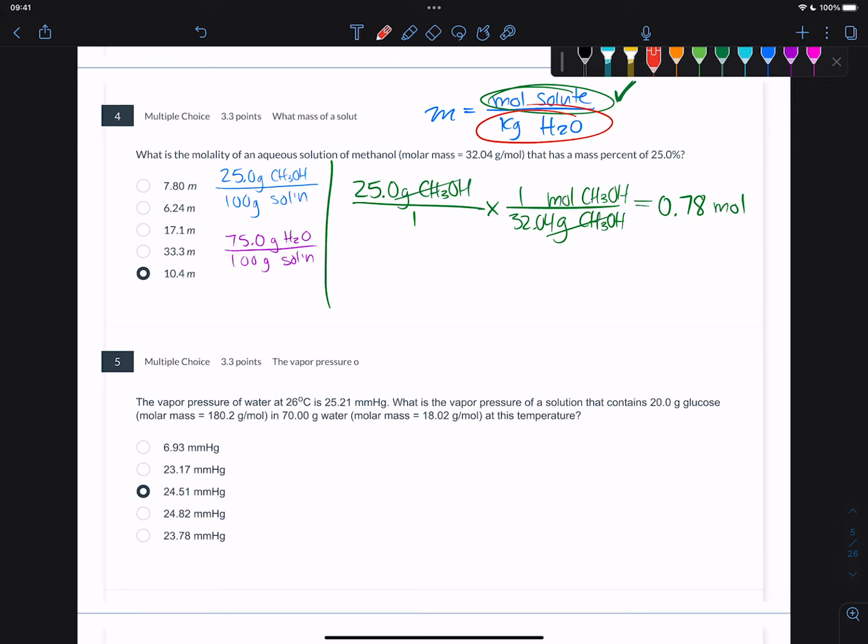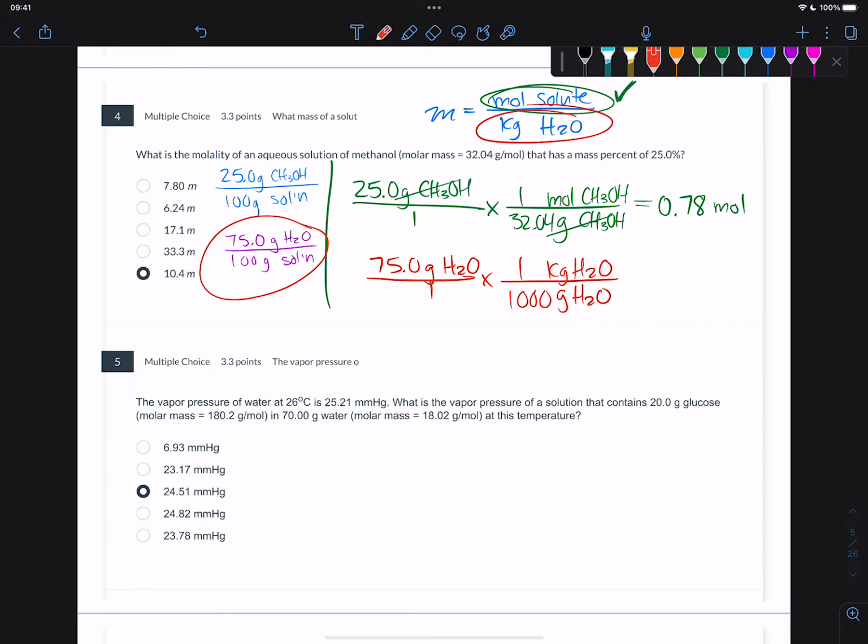So we're gonna have to use this information. We have 75 grams of water. Convert that from grams of water into kilograms of water. And then we have that 1 kilogram is 1,000 grams. Do your math. And then you're gonna get 75 divided by 1,000. That's 0.075 kilograms of the solvent, which is water.